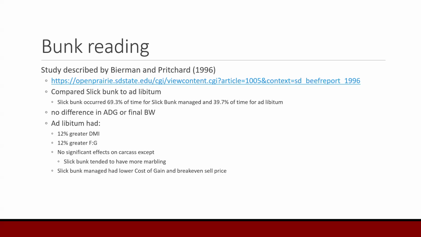Since there was no difference in average daily gain and they had 12% greater dry matter intake, they had 12% greater feed to gain. So that's 12% worse feed conversion. Saw no effect on carcass, except the slick bunk tended to have more marbling. Don't know if that's real or not. And then the slick bunk managed had a lower cost of gain and a lower break-even sell price because it had less feed waste.